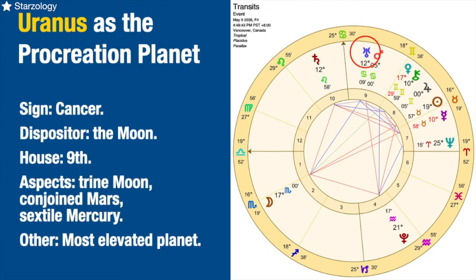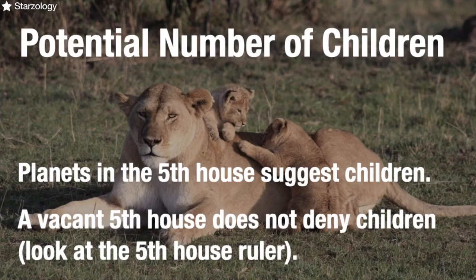And this other good thing about this particular planet is that Uranus here is the most elevated planet. It is the closest to the midheaven, and I've done another video about that, and I'll put the link just above there on the tag. So let's have a look at the potential number of children that a woman is likely to have. So planets in the 5th house always suggest children. If you've got planets in the 5th house, and maybe you've got 2 or 3, they can very often just suggest the kids you have.